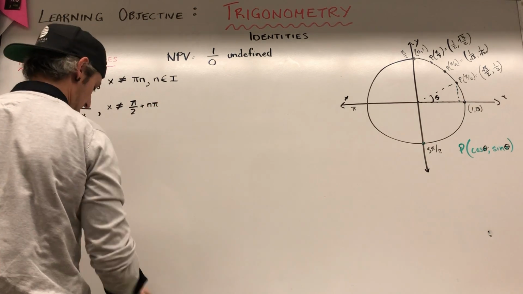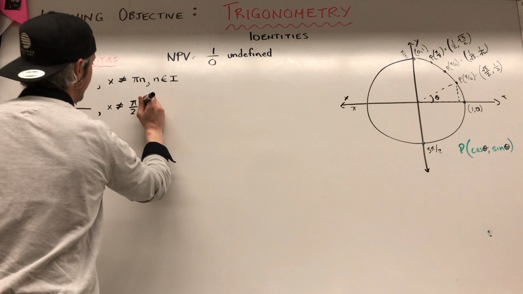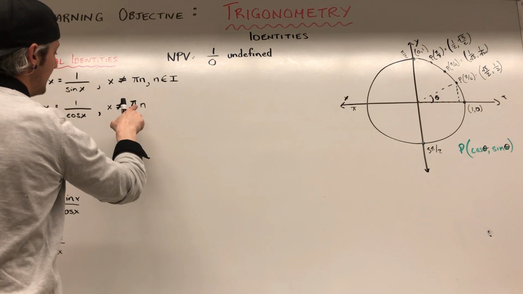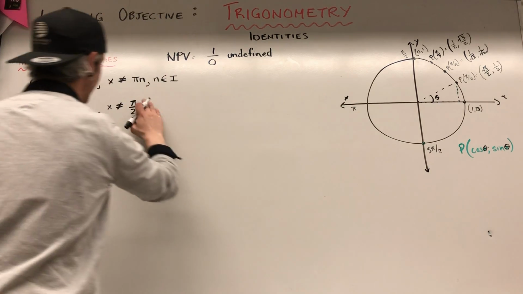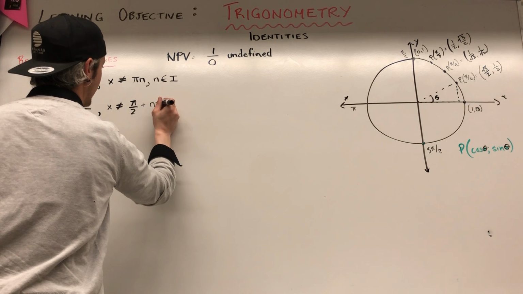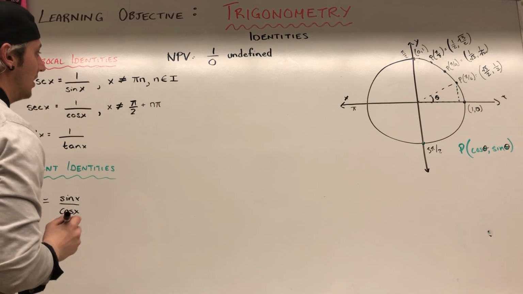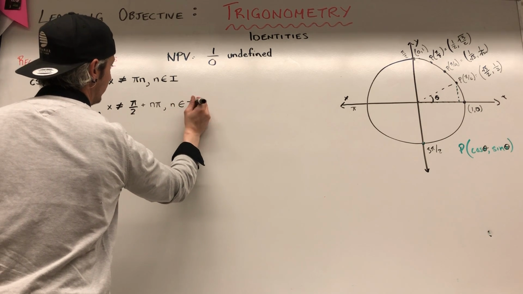And it couldn't be just like up here with pi over 2 times n, because in that case, if n is 2, then we get 2 pi over 2, which is actually pi over here. So it has to be pi over 2 plus n times pi. We're adding a certain amount of pi's each time. And then n is an element of the integers.